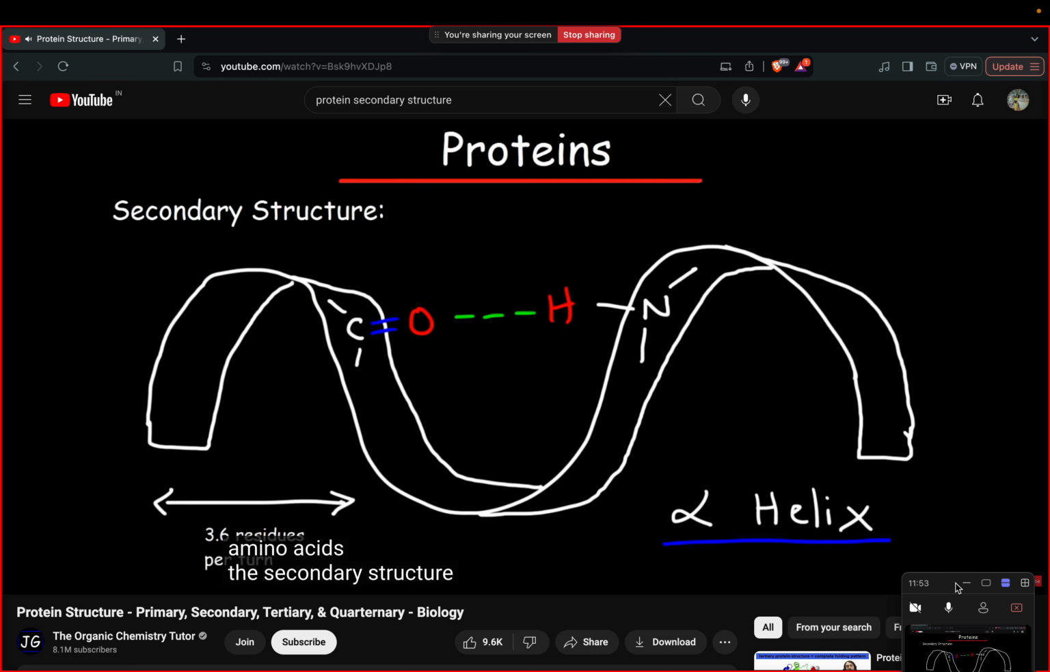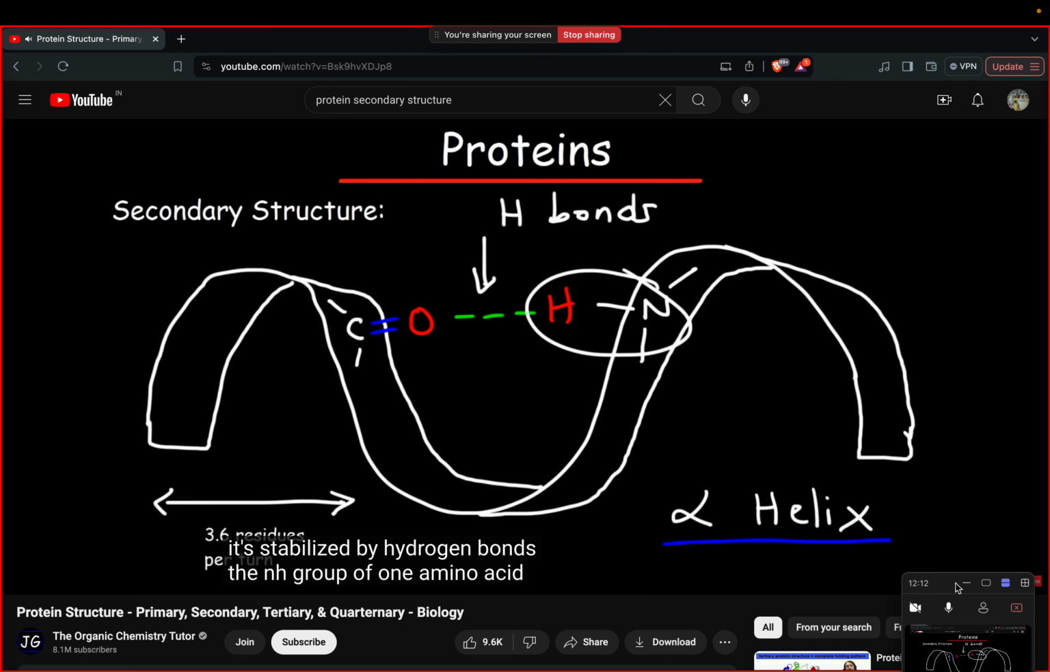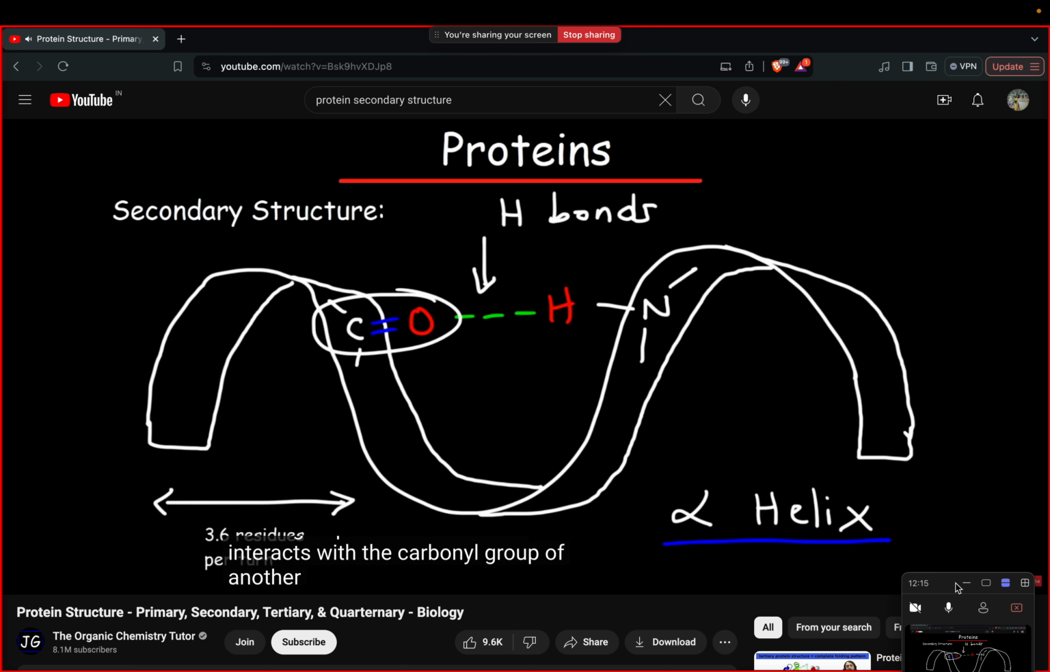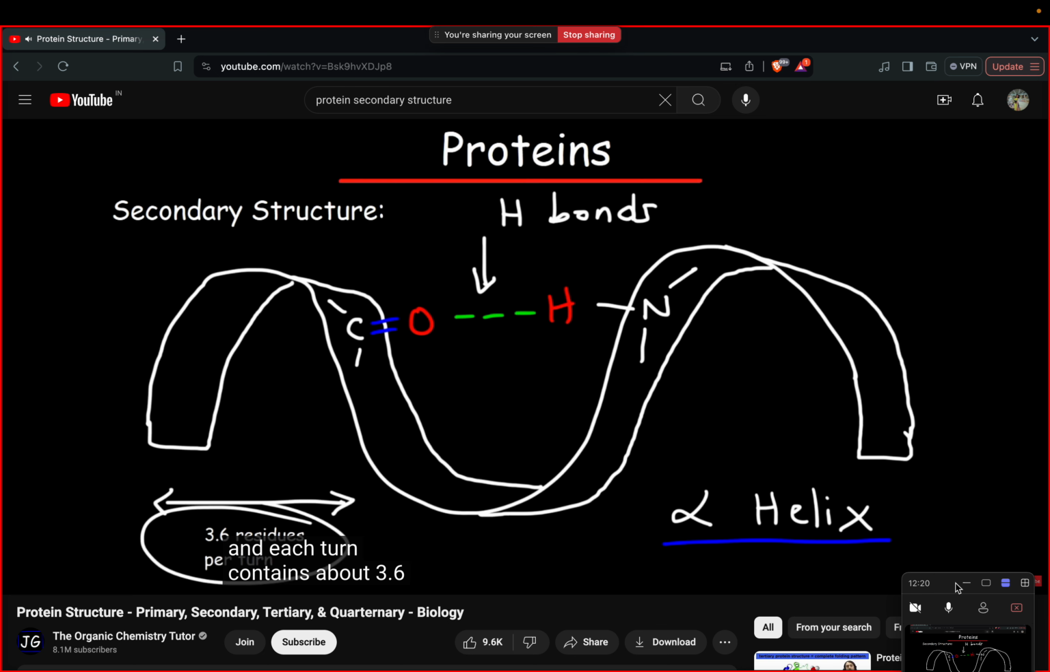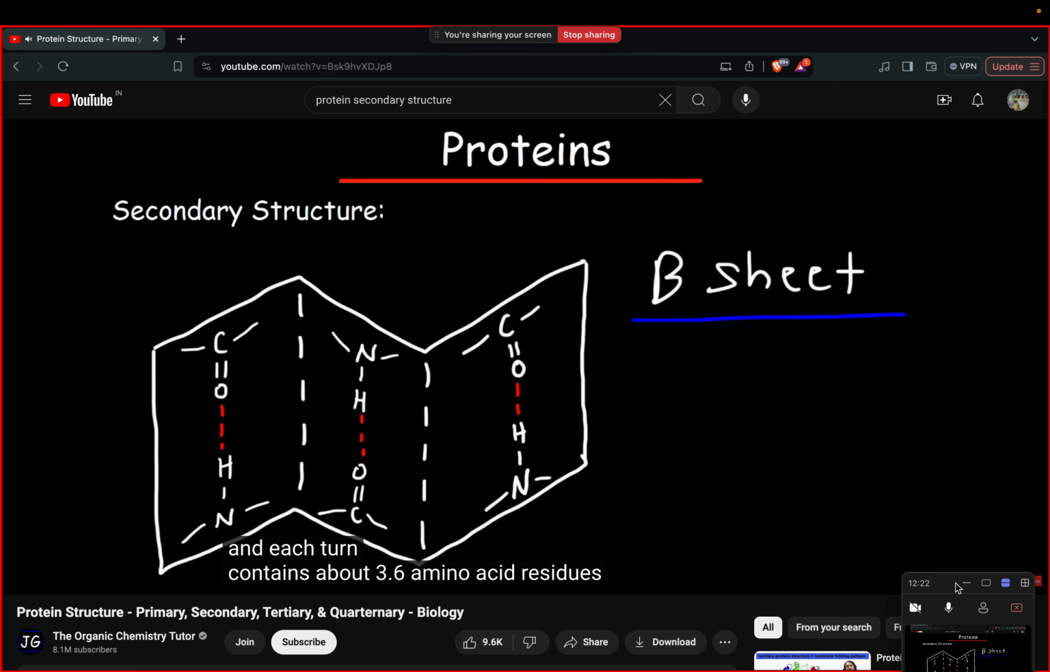The secondary structure describes the localized shape of a protein. There are two of them that you need to be familiar with, the alpha helix and the beta pleated sheet. In the alpha helix, you can see that it's stabilized by hydrogen bonds. The NH group of one amino acid interacts with the carbonyl group of another amino acid. And each turn contains about 3.6 amino acid residues. Now here is a visual illustration of the beta pleated sheet.